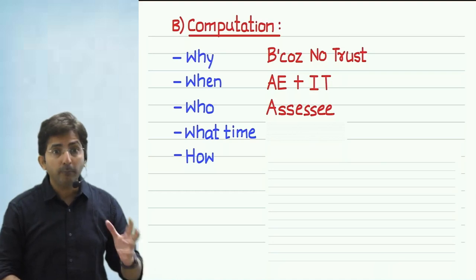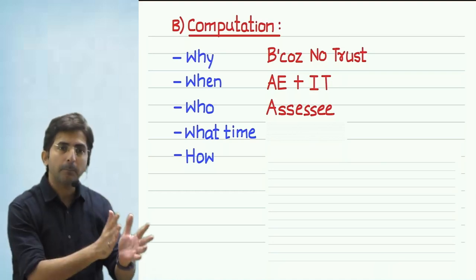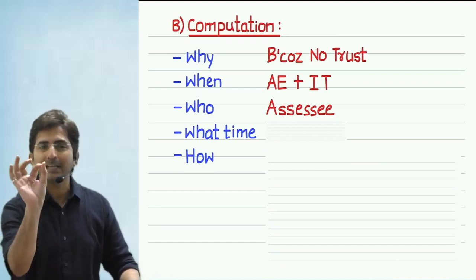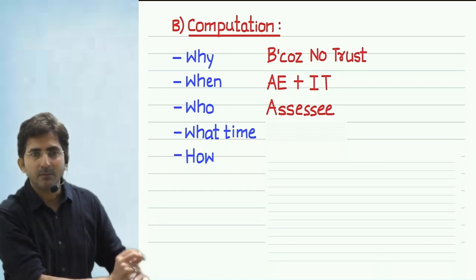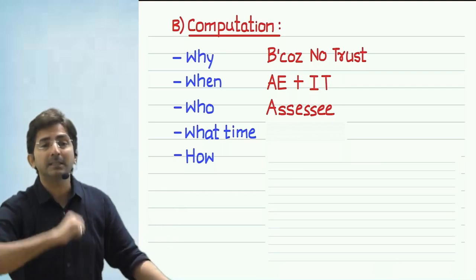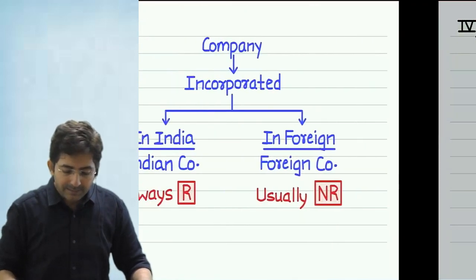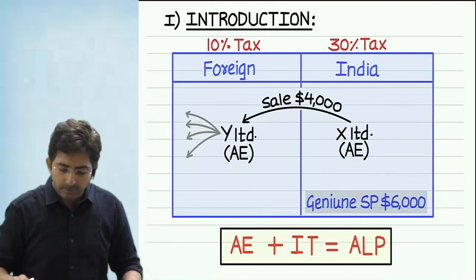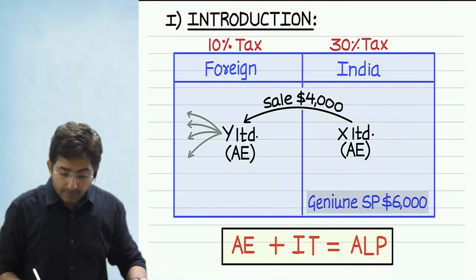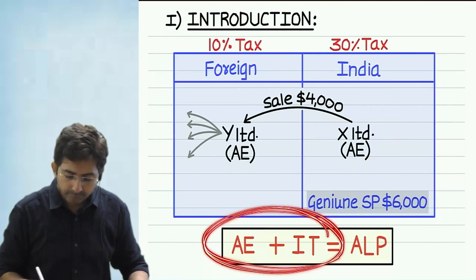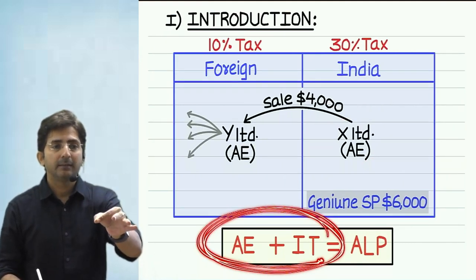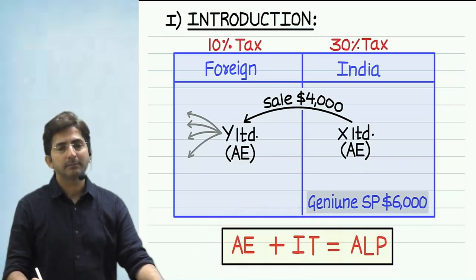That is why all the Big Four have a separate department for transfer pricing assessees. Do you know what a transfer pricing assessee is? Someone had a doubt in some previous lecture. What is a transfer pricing assessee? In my example, X Limited is a transfer pricing assessee only. Anyone who satisfies this condition, AE plus IT, is called a transfer pricing assessee.